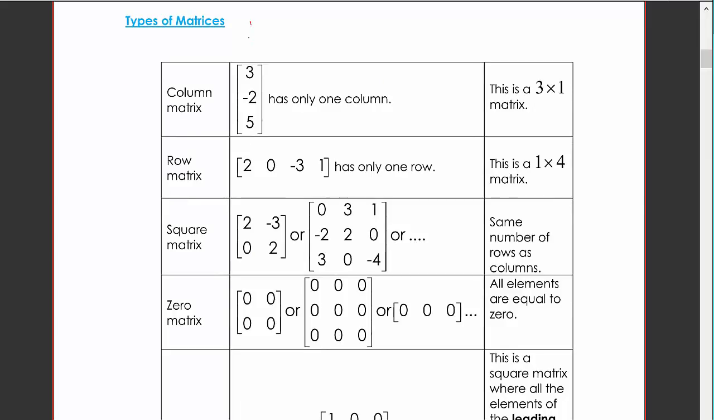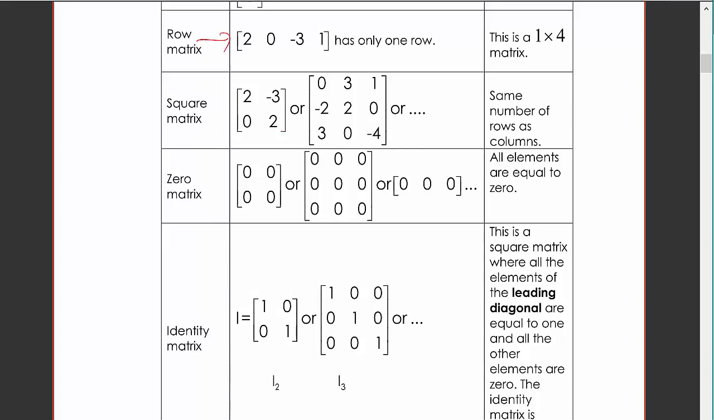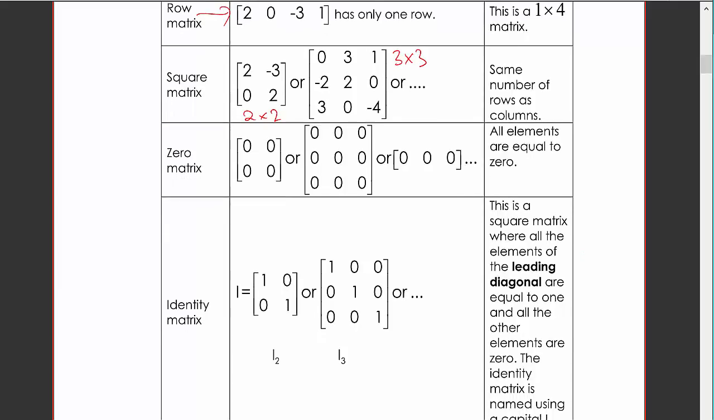A column matrix just has a column, a row matrix just has a row, so that's fairly obvious. Square matrices have the same number of columns and rows. This is a 2 by 2 matrix. This one here is a 3 by 3 matrix. A zero matrix, I think we're going to make this a bit later on, has zeros everywhere. It doesn't have to be square, the first 2 are. It just has zeros everywhere.